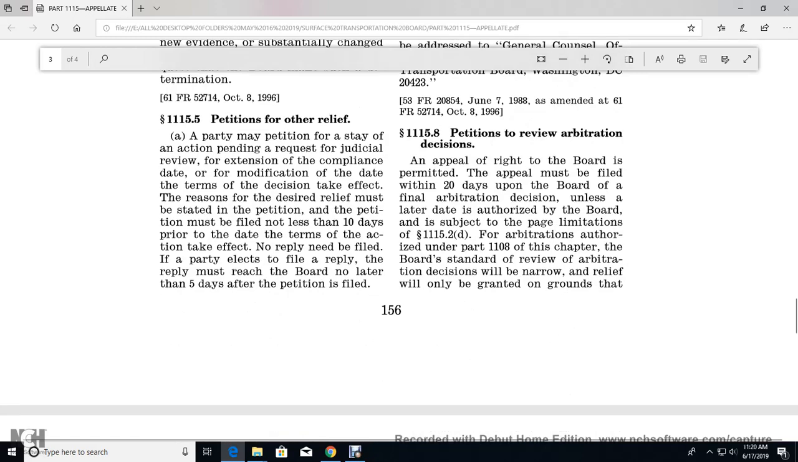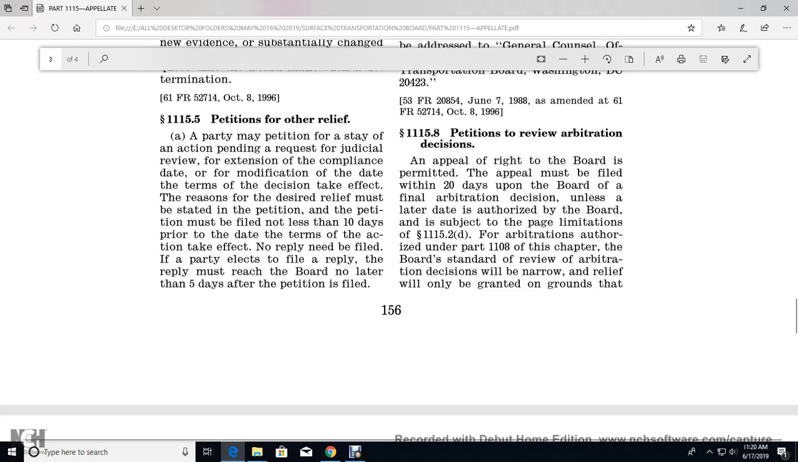11.15.5, Petition for stay. A party seeking relief may petition for a stay of the action pending the request for judicial review, an extension of the compliance date, or modification of the terms of the decision taken, in effect with the breach of the desired relief. The petition must be filed no less than 10 days prior to the date the terms of the board action take effect. No reply need be filed.